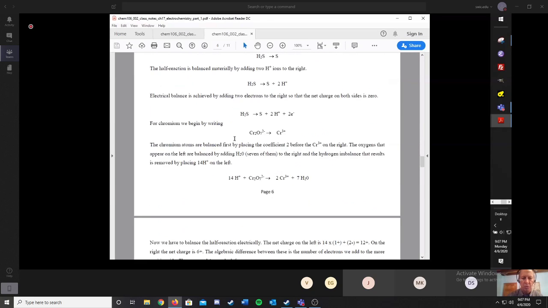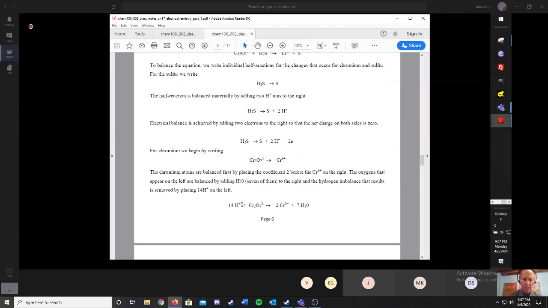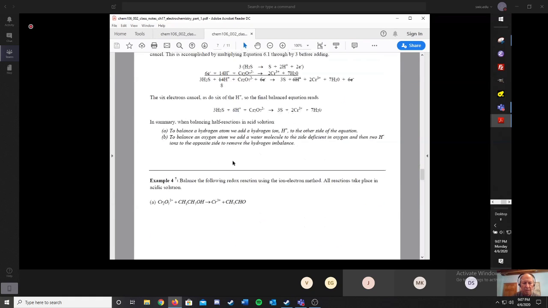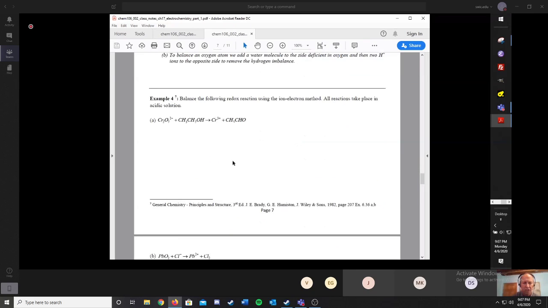And in that case, we balance with H pluses since we're in an acid. So we insert H plus as needed until we get it to balance. There are some example problems you can try for practice.